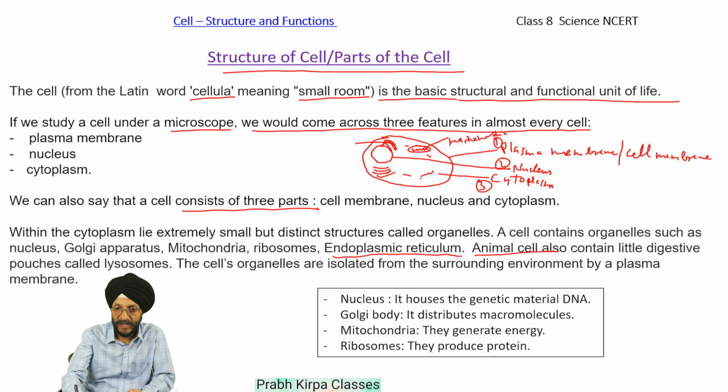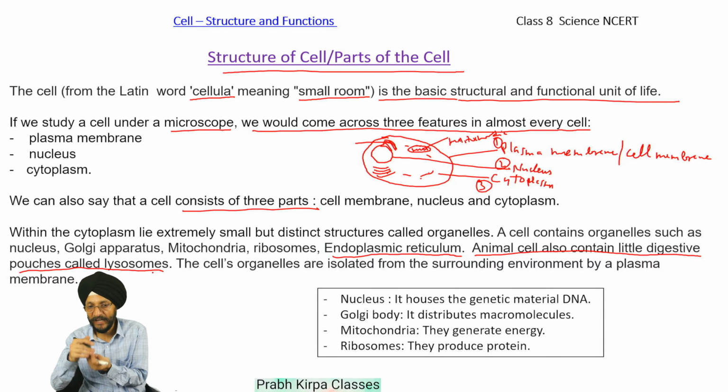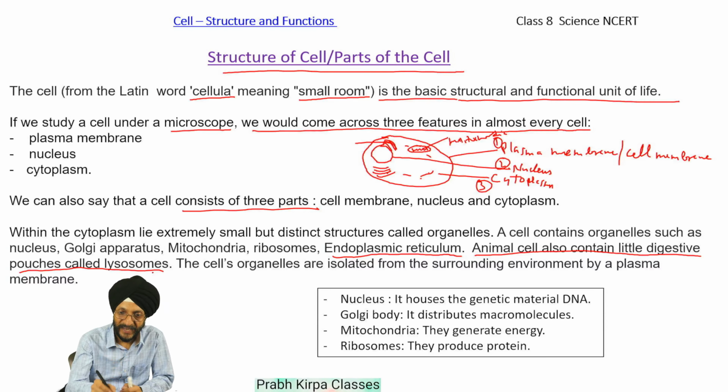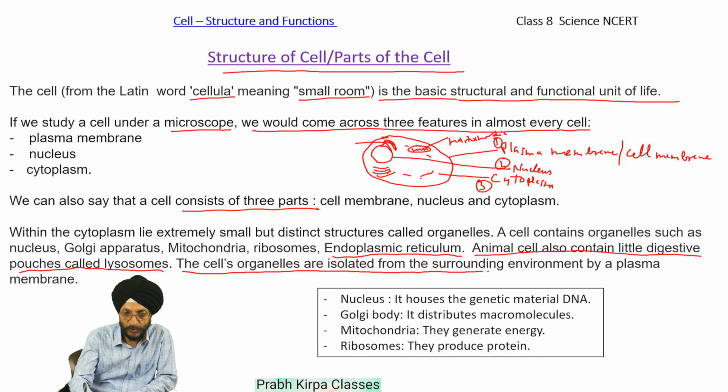Animal cell also contains little digestive pouches called lysosomes. We must remember that lysosomes are the organelles which are present only in the animal cell and not in the plant cells. Plant cells may have additional organelles such as plastids. As already discussed, plant cells also have cell wall which is not present in the animal cells. The cell's organelles are isolated from the surrounding environment by a plasma membrane.